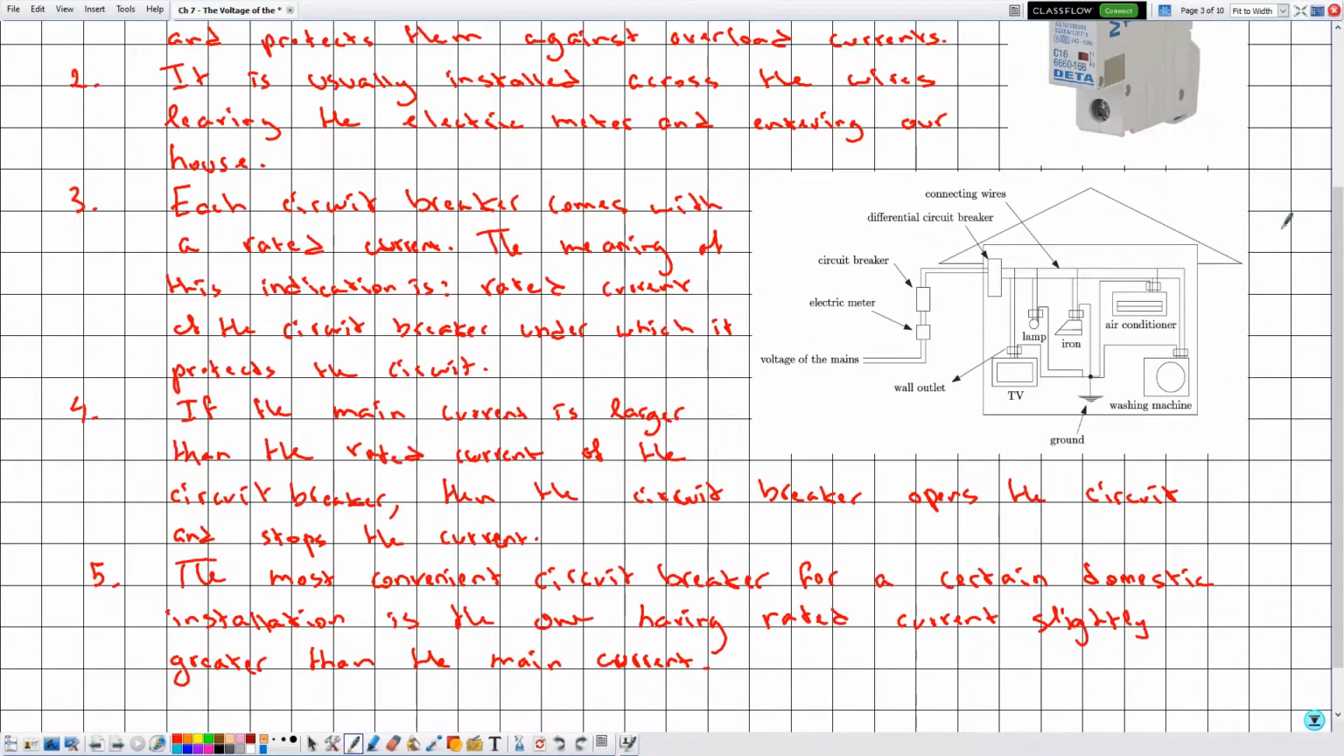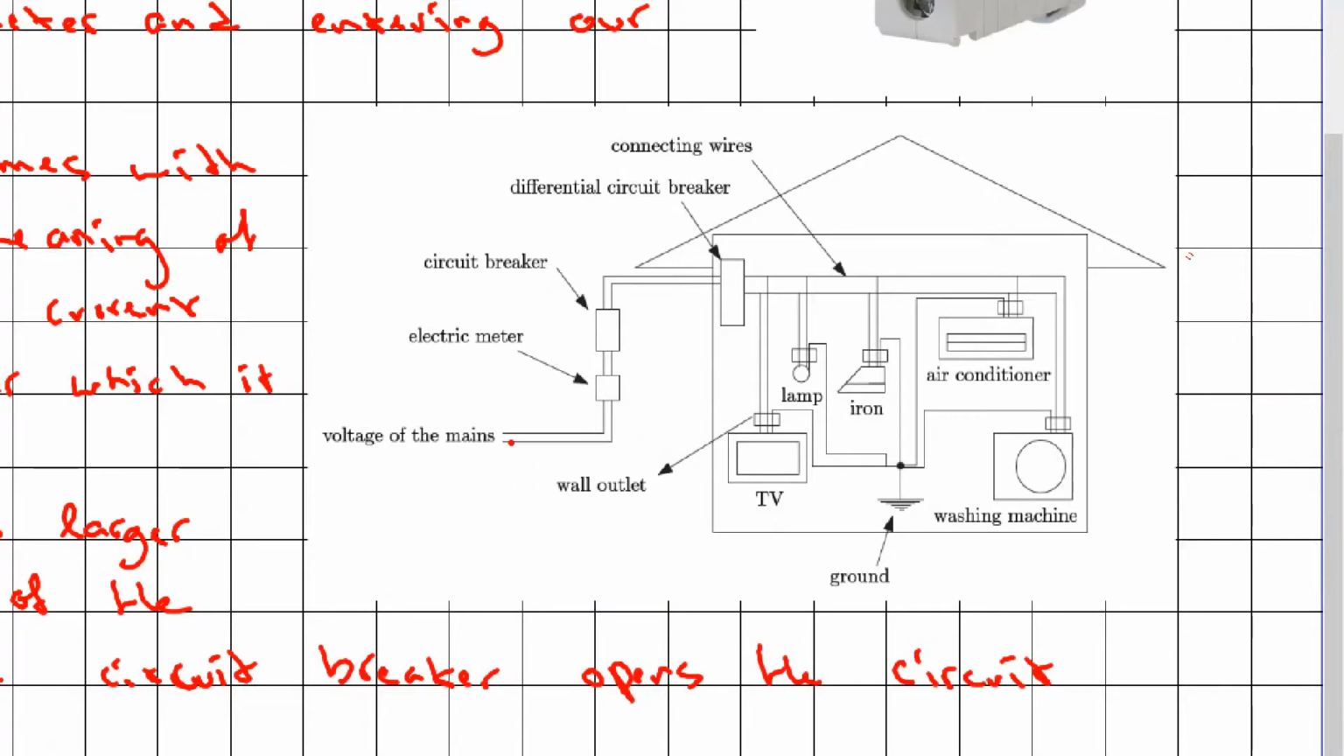So in this example, suppose that the voltage of the mains delivers a current I equal to 18 amperes, and the circuit breaker we are using is 16 amperes. This is the indication, which means that this is the rated current under which the circuit breaker opens or protects the circuit. So 18 amperes main current is greater than 16 amperes, so the circuit breaker opens.